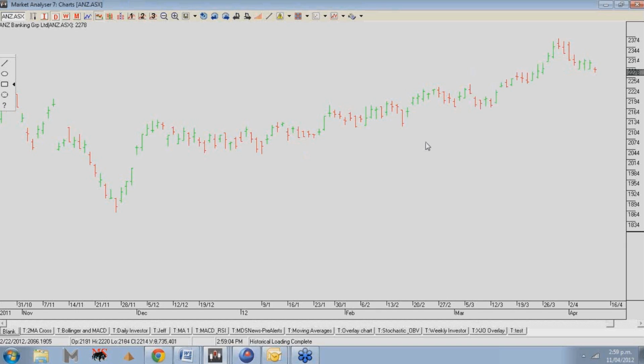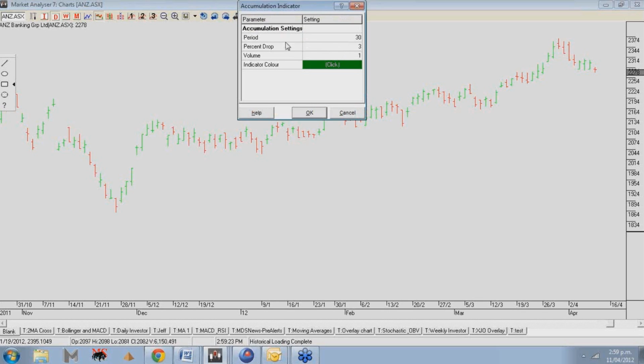Okay, so one other tool we're going to take a look at is the MDS pre-alerts that are part of the package as well. The pre-alerts have been part of the package for a while, but they're actually really powerful tools because they're developed to pick up certain criteria that occur. So we click on Accumulation Indicator, and what we're looking at here is a drop. We're looking for a share price that has dropped over a period of time, and then an increase in volume. That increase in volume suggests that we might be approaching a turnaround in the share price. So we can adjust any of these parameters.